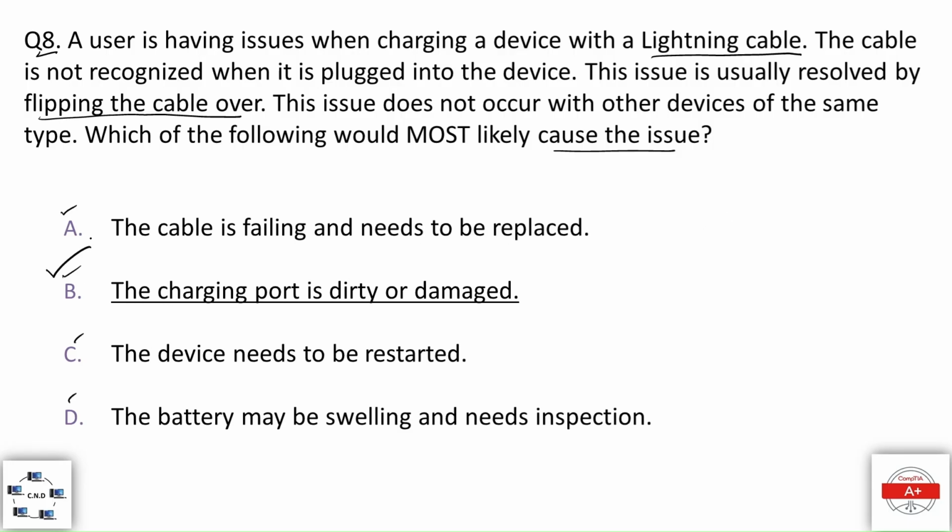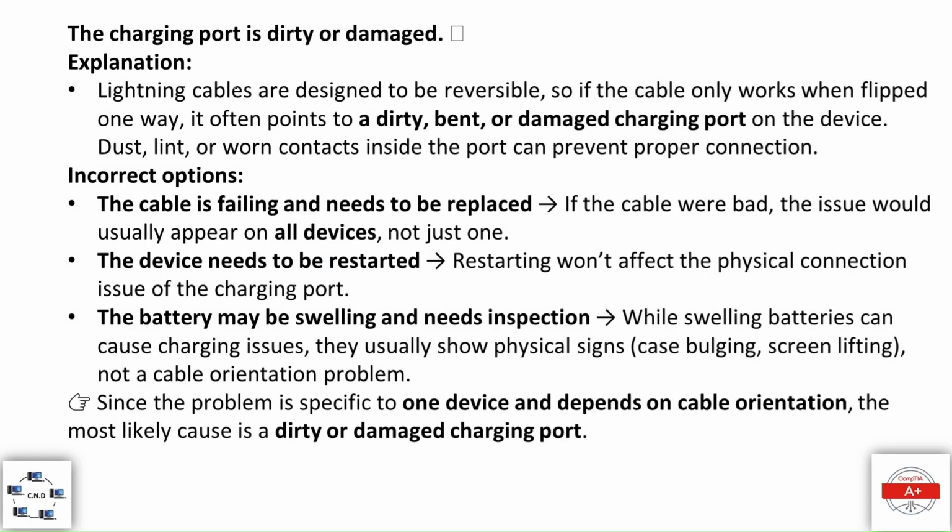Option B, the charging port is dirty or damaged. So the correct option is that the charging port is dirty or damaged. And the explanation is the lightning cables are designed to be reversible. So if the cable only works when flipped one way, it often points to a dirty, bent, or damaged charging port on the device. Dust, lint, or worn contact inside the port can prevent proper connection.